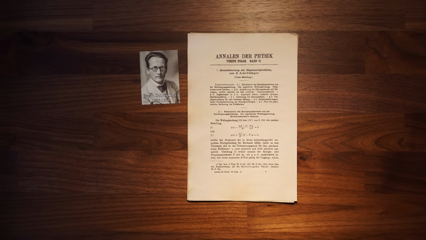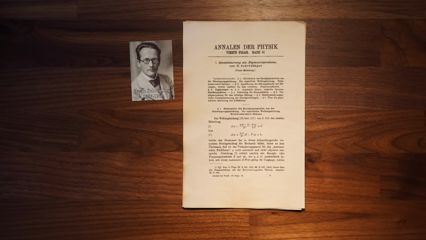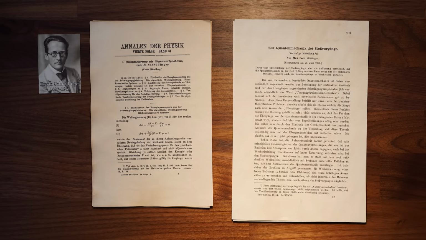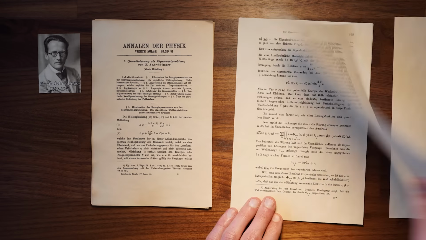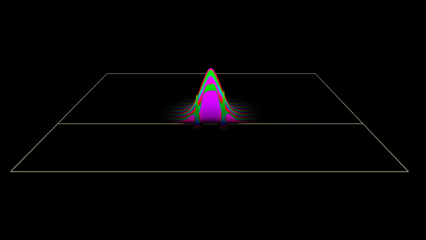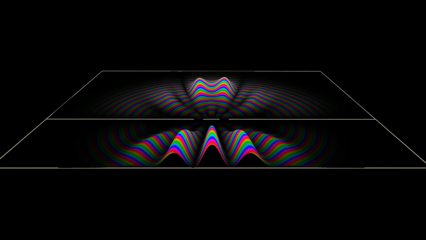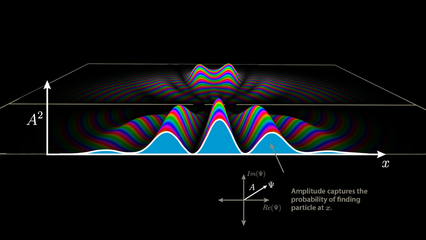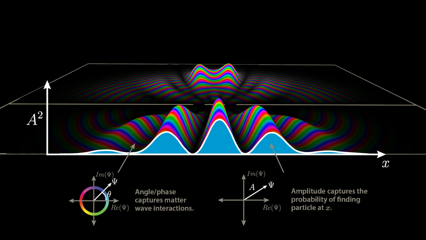A few days after Schrödinger submitted the final paper in his groundbreaking series, the physicist Max Born submitted this paper, including what today we call the Born rule, which, with some caveats, states that the square of the amplitude of the wave function is equal to the probability of finding the particle at a certain location in space. Following the Born rule, the amplitude of the wave function allows us to figure out where the particle is likely to be in space, while the angle of the complex wave function captures how matter waves interfere with themselves and other matter waves.